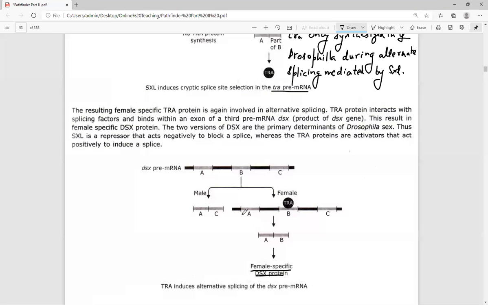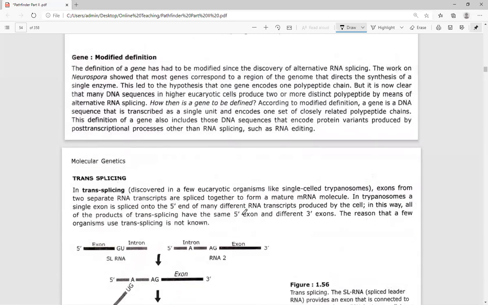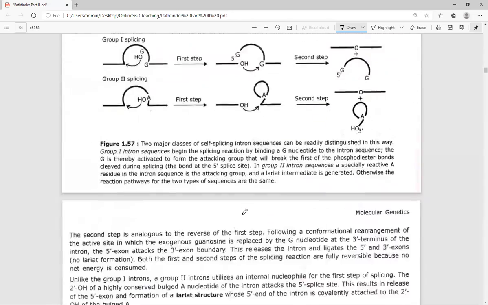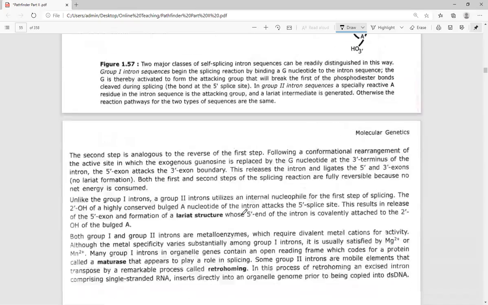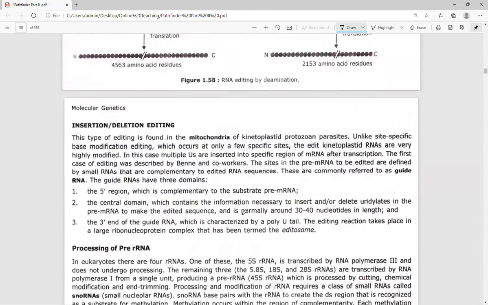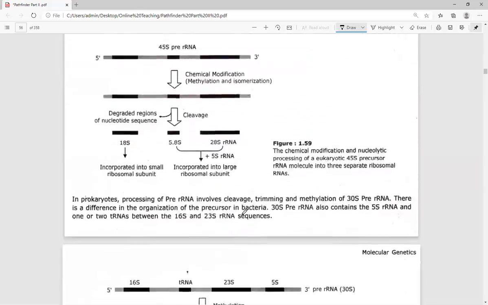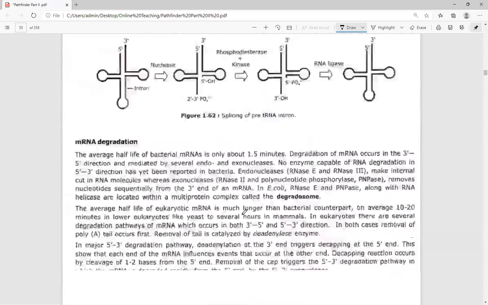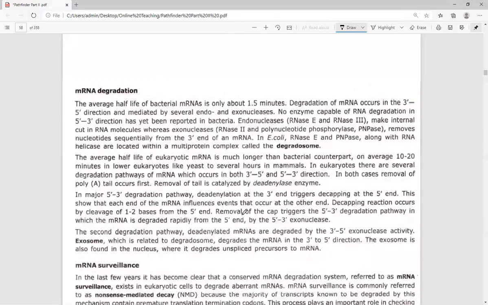This is all over for today. From tomorrow, we would be talking about trans-splicing, the self-splicing group 1 intron, then site-specific modification and insertion and deletion, to finish this entire process of splicing. So this would all be completed tomorrow.